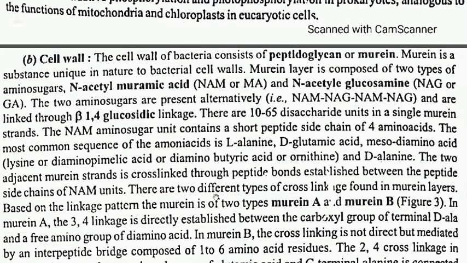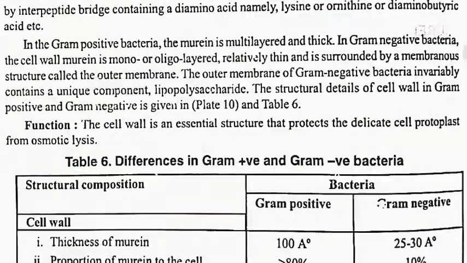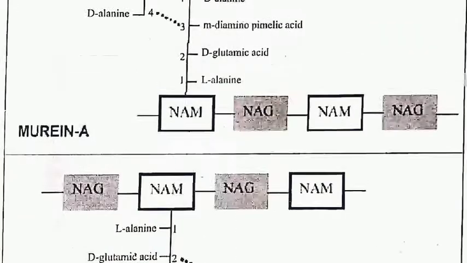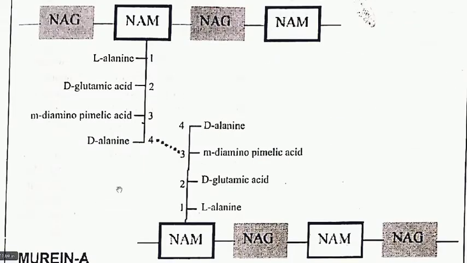There are two different types of cross-linkage found in murein layers. Based on the linkage pattern, the murein is of two types: murein A and murein B. In murein A, we can see here that this D-alanine is directly linked with meso-diaminopimelic acid. This is murein A.